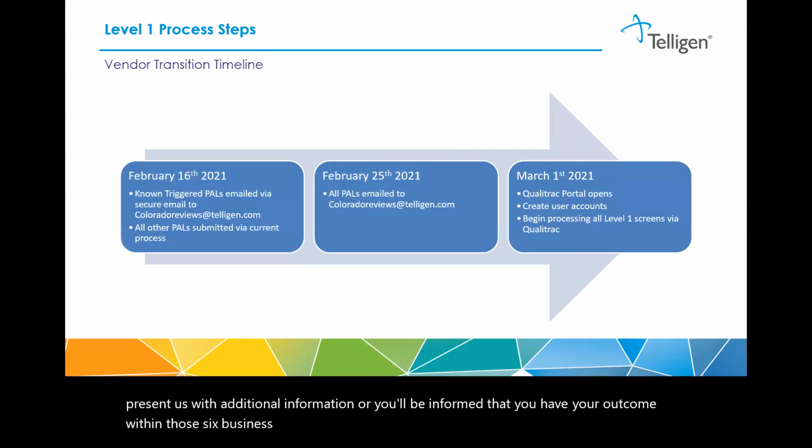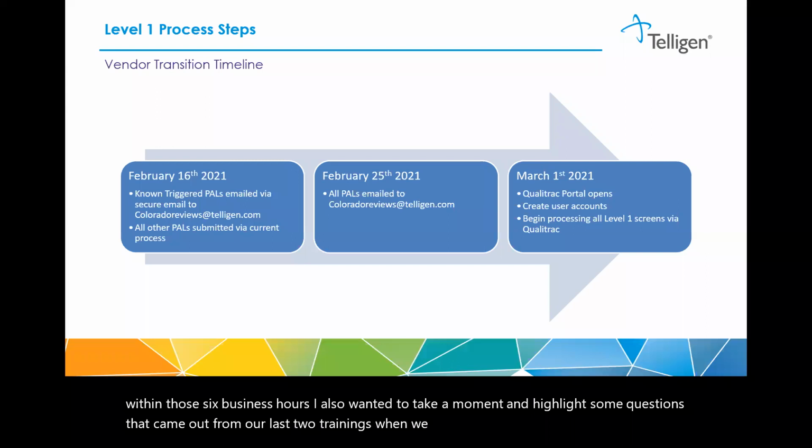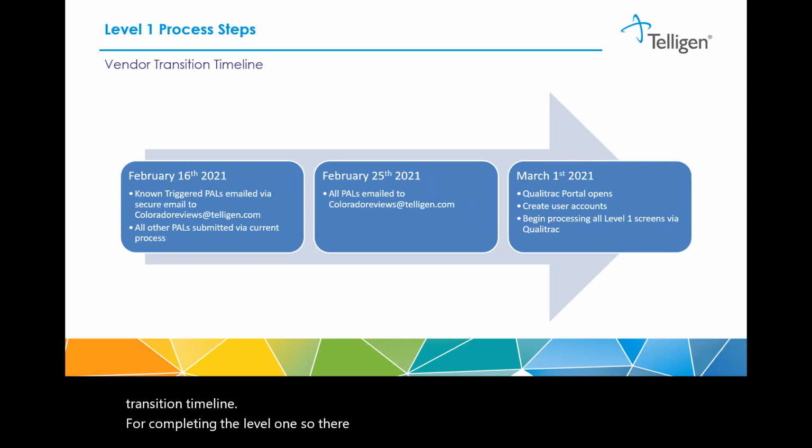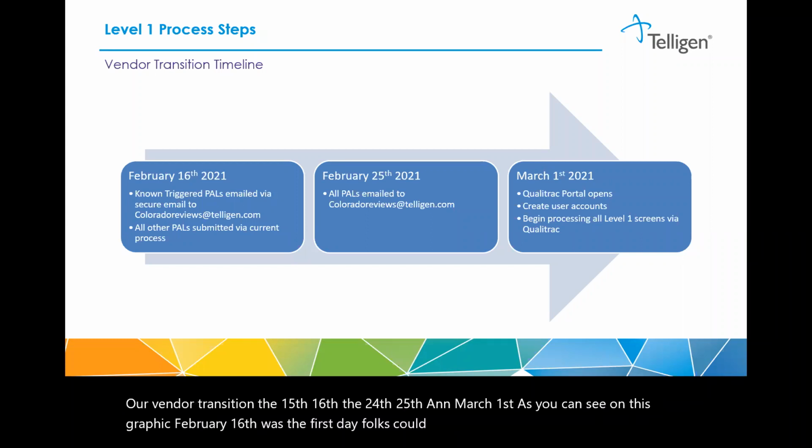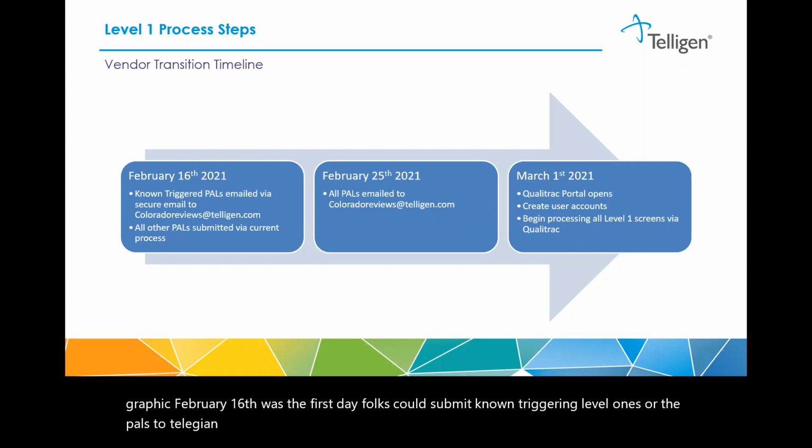I also wanted to take a moment and highlight some questions that came out of our last two trainings when we think about our vendor transition timeline for completing the level 1. There are three important dates that accompany this PASRR vendor transition: the 15th and 16th, the 24th and 25th, and March 1st. As you can see on this graphic, February 16th was the first day folks could submit known triggering level 1s or the PALs to Telegen via our email and secure send, to coloradoreviews@telegen.com. All other PALs should be submitted to the current vendor as normal.